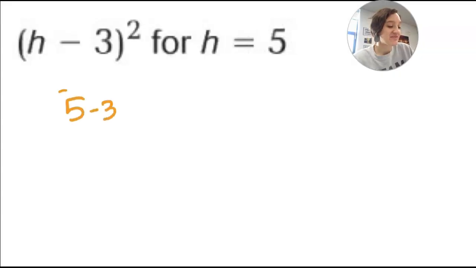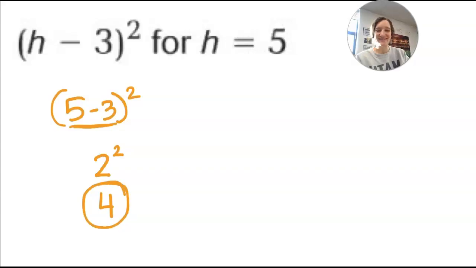5 minus 3 squared. I'm going to make sure I do everything inside the parentheses first. That will give me 2. And 2 squared equals 4. You got it? All right.